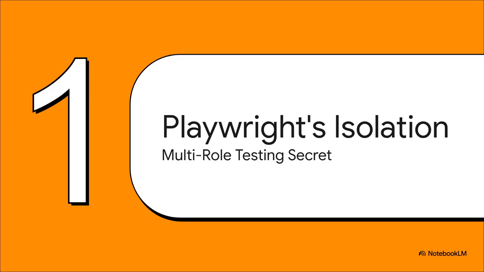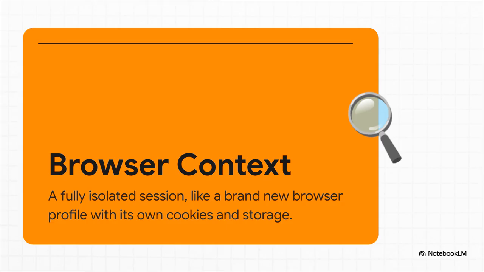So, how does Playwright actually pull this off? It all comes down to its powerful concept of isolation. This is the absolute key to running these complex, multi-user tests without them tripping over each other. And the magic word here is browser context. Just think of it like a completely self-contained browser session. It's like a brand new, pristine profile with its own separate cookies, its own cache, its own local storage. Nothing gets in, nothing gets out.